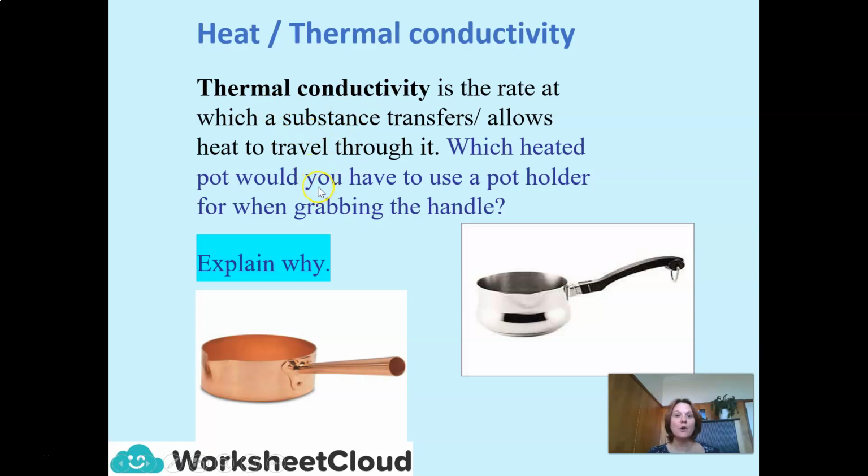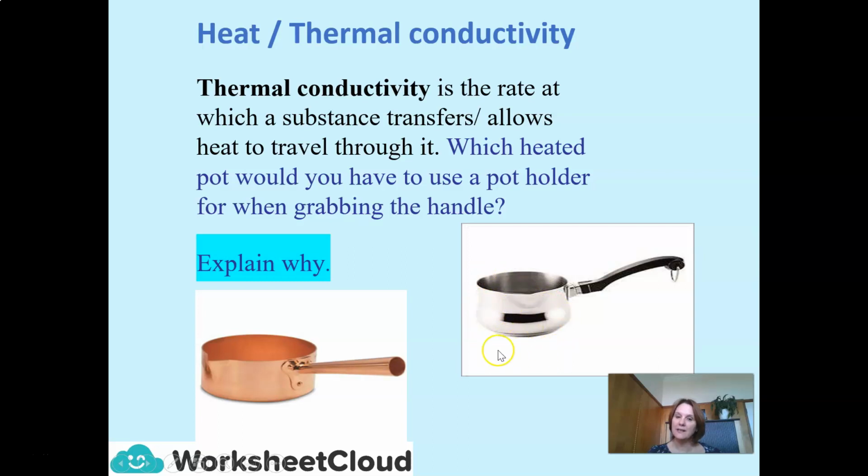So ask yourself, which heated pot would you have to use a pot holder for when grabbing the handle? So look at this pot here, it's a copper pot. And look at this pot over here, it's an aluminium pot, but it has a plastic handle. And over here, there's no covering, it's just a normal copper handle. Now, both of these materials are good conductors of heat. They both allow heat to travel through them, and that is why they're placed on the stove. Right, so while you're cooking, the heat is evenly spread throughout the food and your food is cooked.